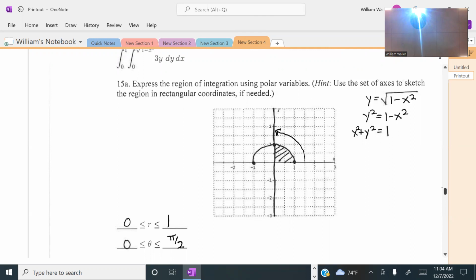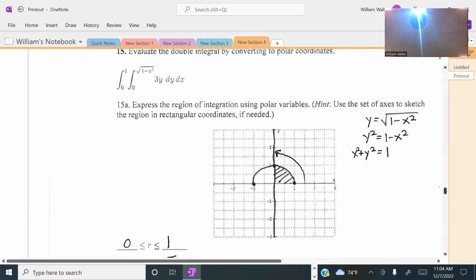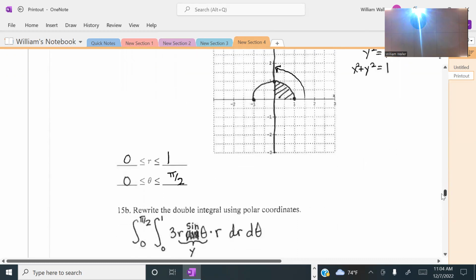So you see, here's the advantage of polar coordinates. It's very easy to describe that region in polar coordinates. In rectangular coordinates, the limits of integration look kind of messy because they involve this square root. But in polar coordinates, the limits of integration are very simple, just constants.